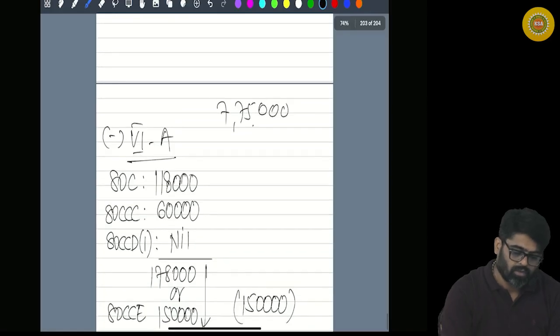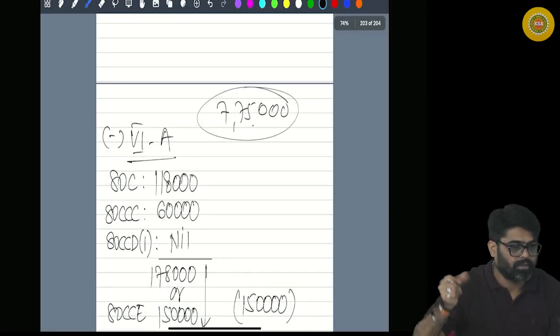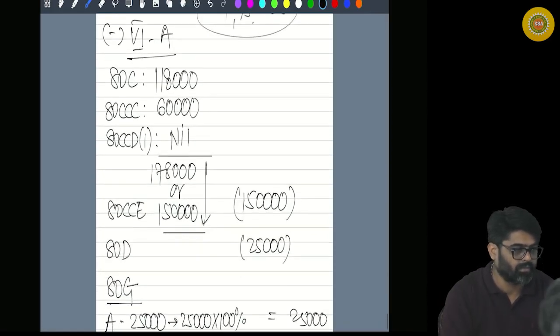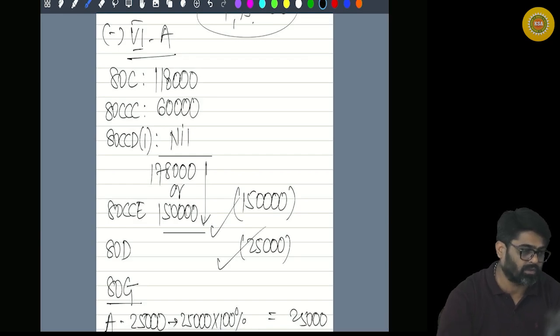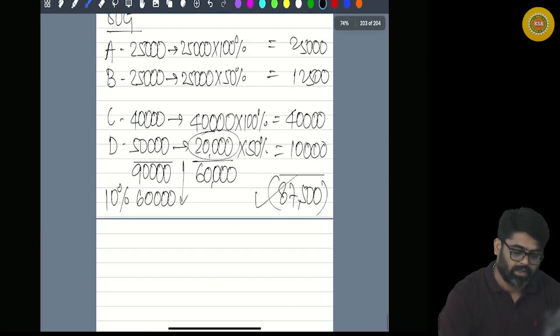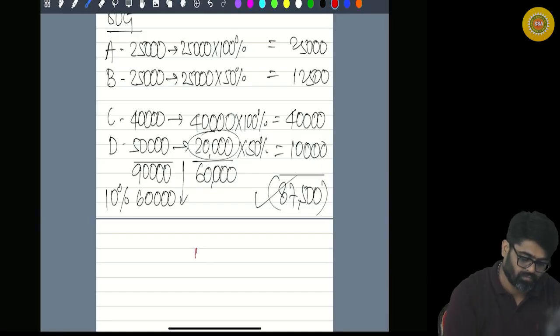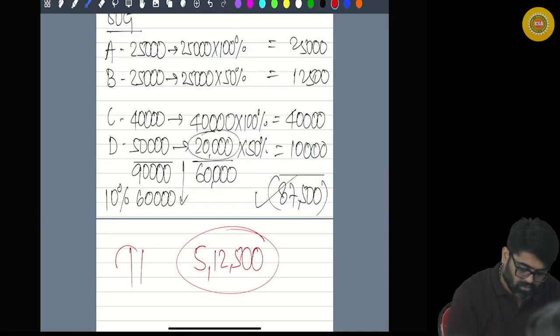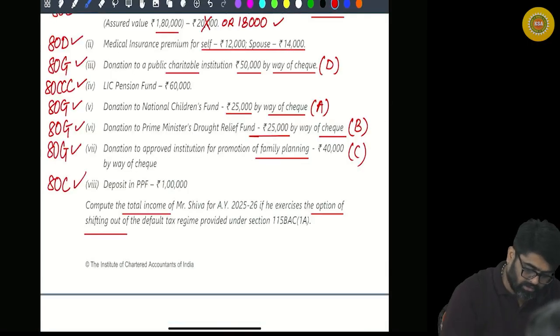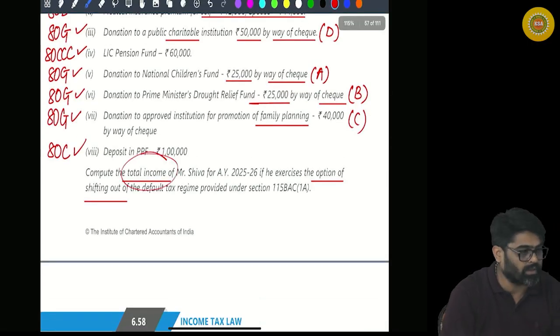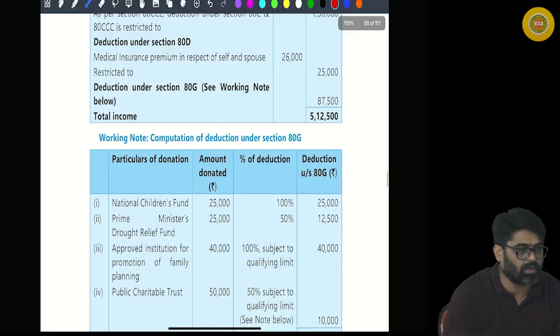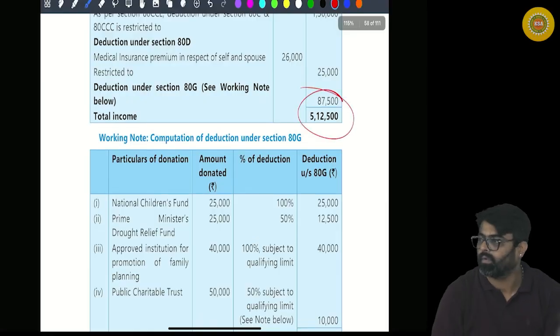Now do you have GTI? Take on your calculator GTI. Minus 1,50,000, minus 25,000 and minus 87,500. 5,12,000. 5,12,000 is your total income. What are you supposed to calculate? And what is the amount of total income? Very difficult, no sir?